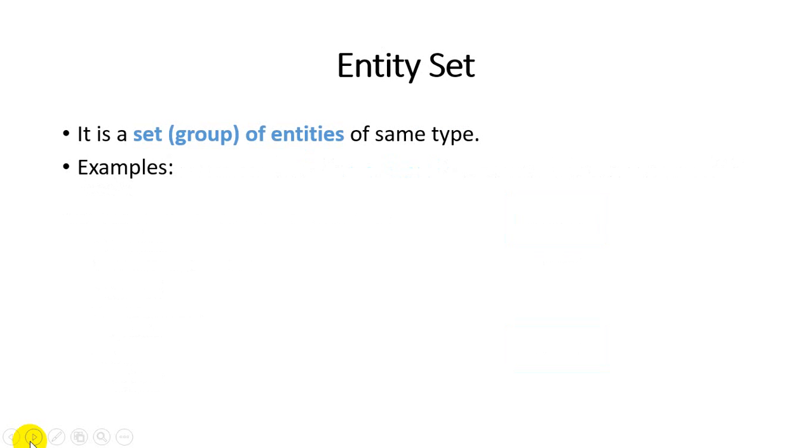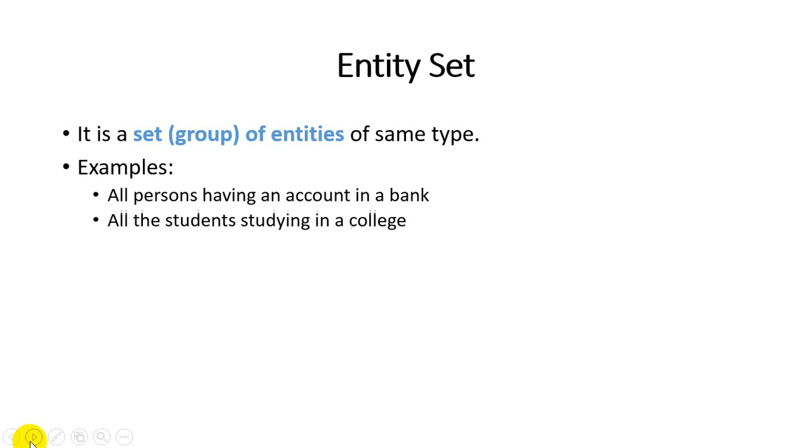The second thing is known as entity sets. It is a set or a group of entities of the same type. Whatever different objects we go through in entity sets are of the same type, so we can identify them as an entity set. Like we can say all persons having an account in a bank. So persons who have an account are known as an entity set.